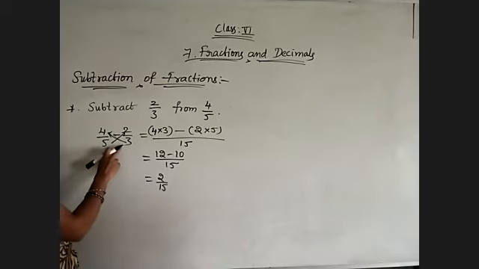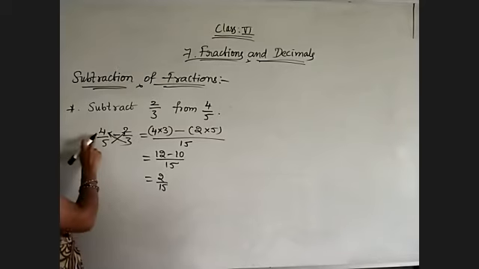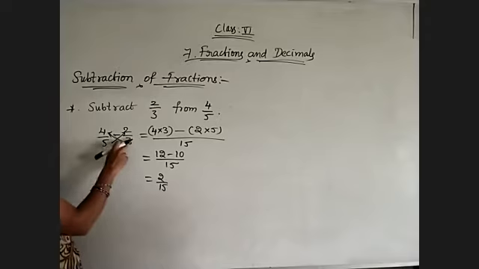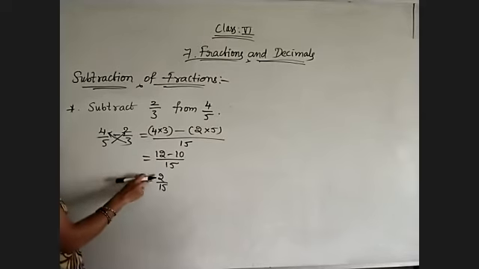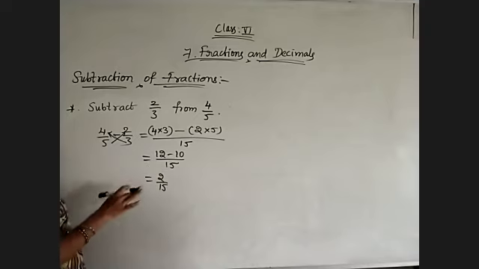See what we did here, just cross multiplication like addition only. So first we are multiplying 4 by 5 with 3, and 2 by 3 with 5. Then we are applying like this. So directly we do.